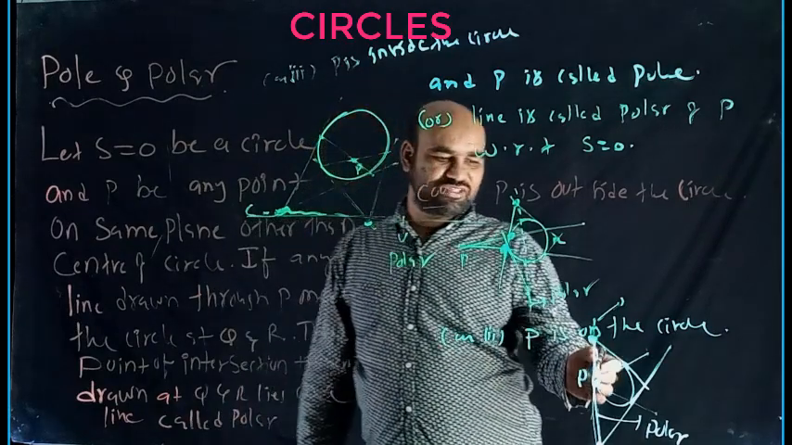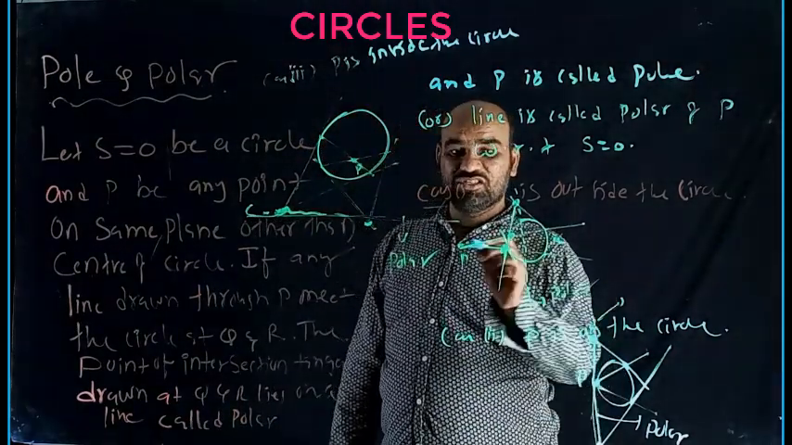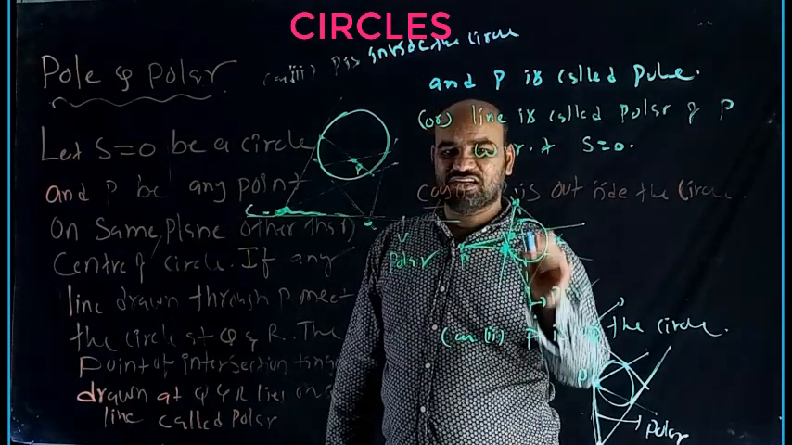In this situation, the pole is on the circle, and the polar is a tangent. So in this situation, the pole is exterior to the circle, and the polar is intersecting the circle at two distinct points.